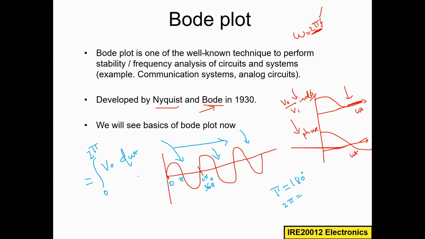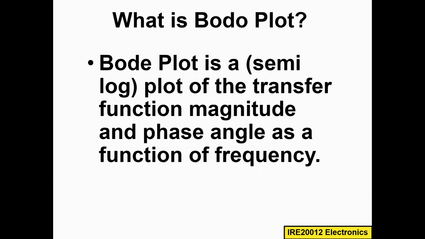Vm is the peak value of the input voltage. Anyway, we do not need to go into the detail of how we perform this mathematical analysis of the signals. Now we are after the Bode plot and Laplace transform. But you should know why I am using this 2 pi. So a Bode plot is a plot of the transfer function magnitude and phase angle as a function of frequency. That is the x-axis, just as we saw before, omega t.